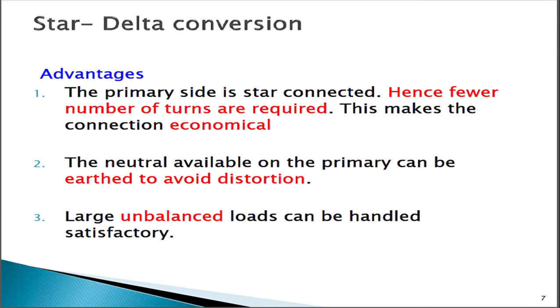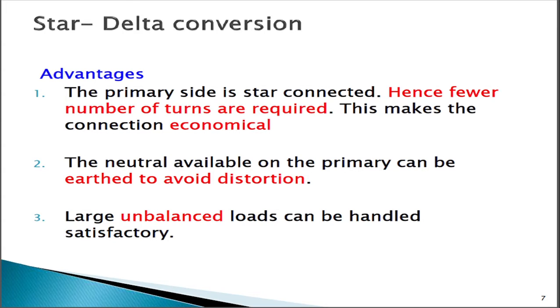Now let's talk about some of the advantages of star delta conversion. Now the primary side is star connected. Obviously if you are doing a star delta conversion, the primary side is always connected in star. So hence a fewer number of turns are required, that makes the connection economical. Fewer number of turns means lesser number of coils. That means economical structure design or economical equipment design.